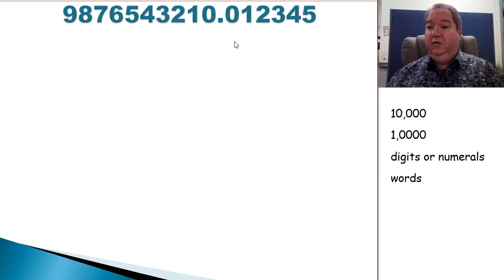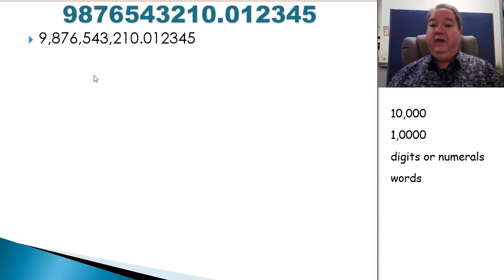So first thing we want to do is insert commas where they are needed. So every 3 spaces here, so between the 3 and the 2, 3 spaces, between the 6 and the 5, 3 spaces, between the 9 and the 8. Remember that even though we have a lot of numbers here to the right of the decimal point, we do not write any commas here. Okay? So if we rewrite that, it would look like this. 9 with a comma, 876, comma, 543, comma, 210.0123345.